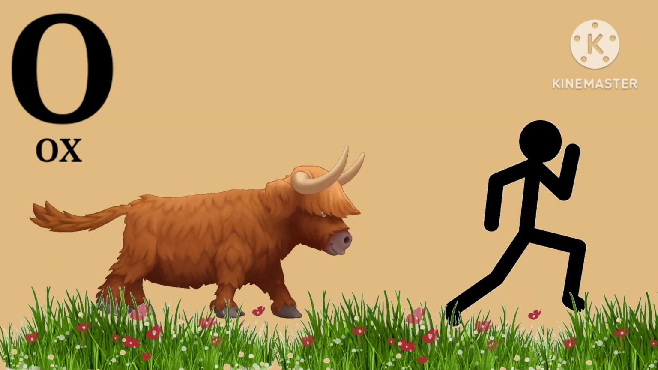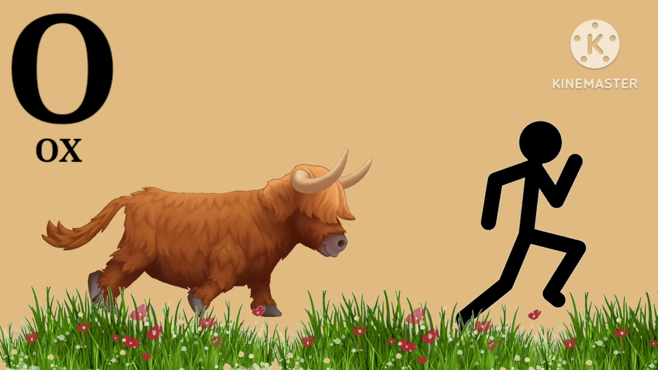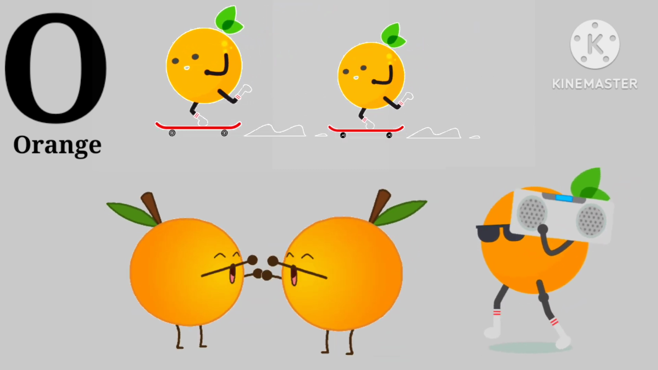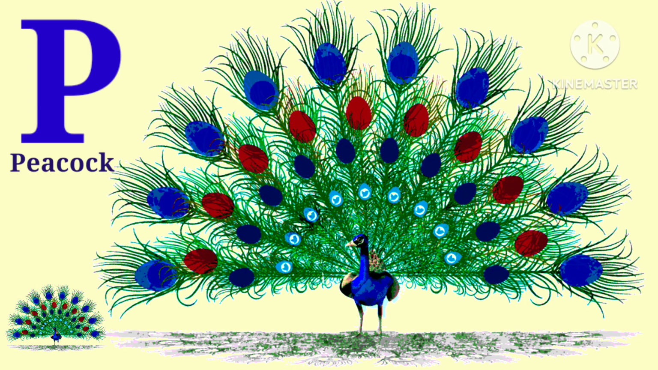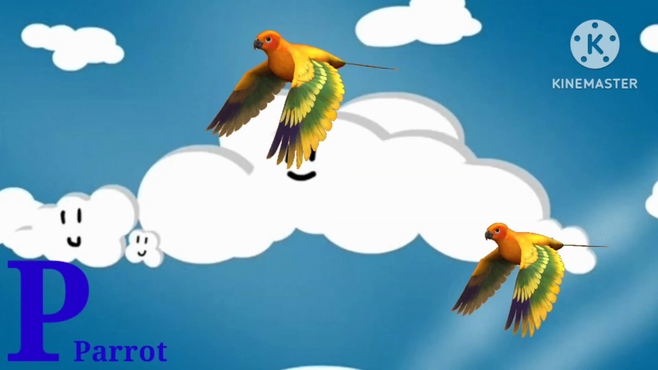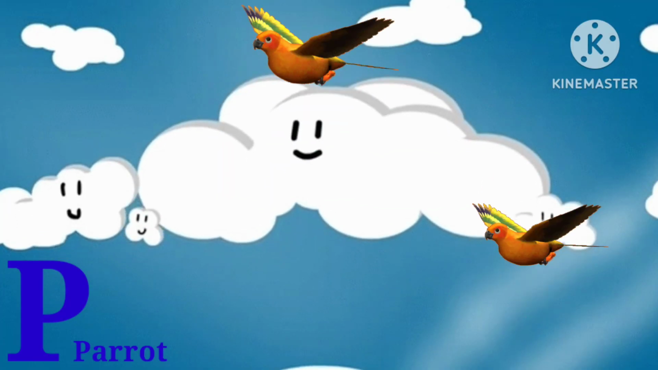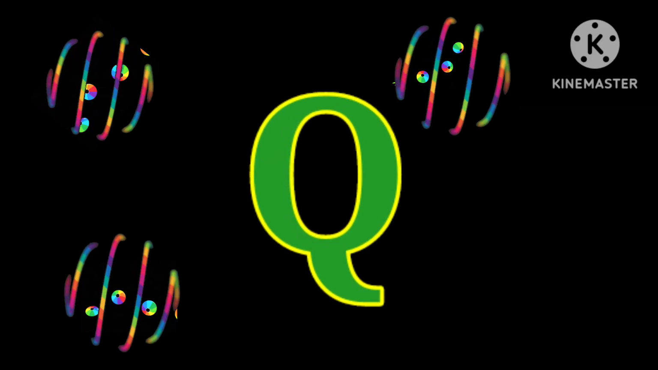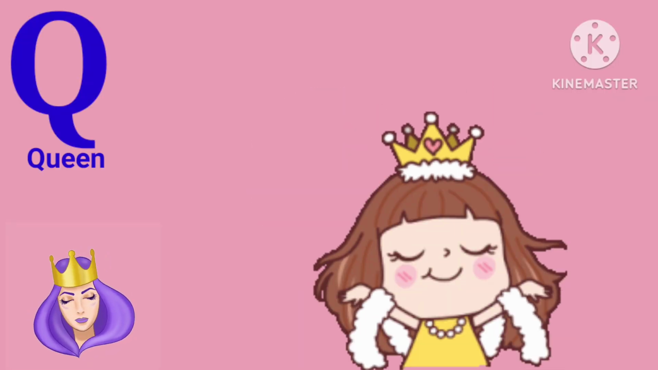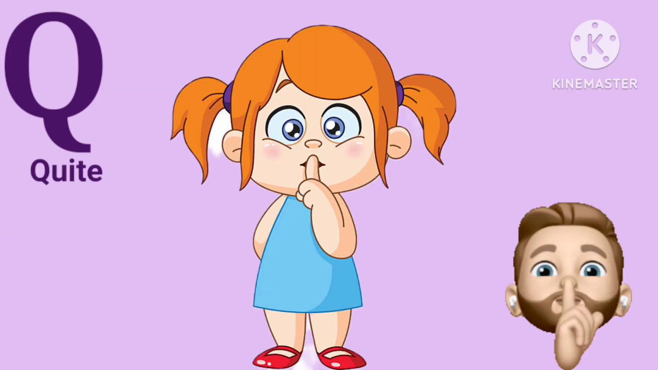Nurse. O. It's capital O. O for ox. Ox. O for orange. P. It's capital P. P for peacock. Peacock. P for parrot. Parrot. Q. It's capital Q. Q for queen. Queen. Q for quiet.